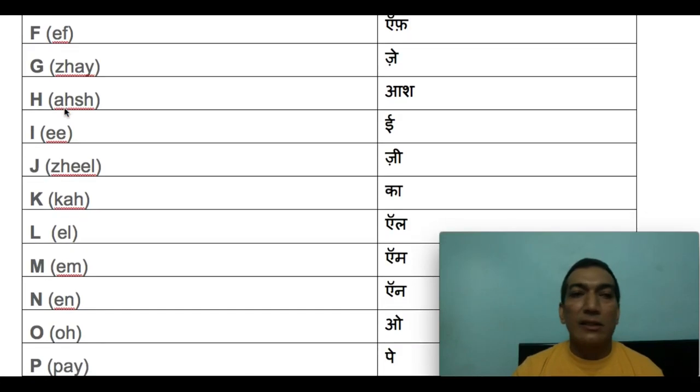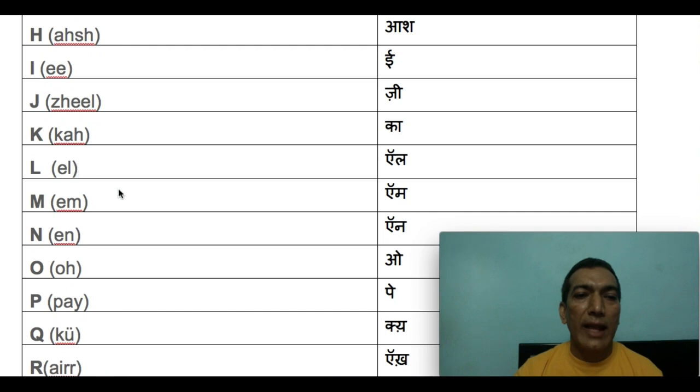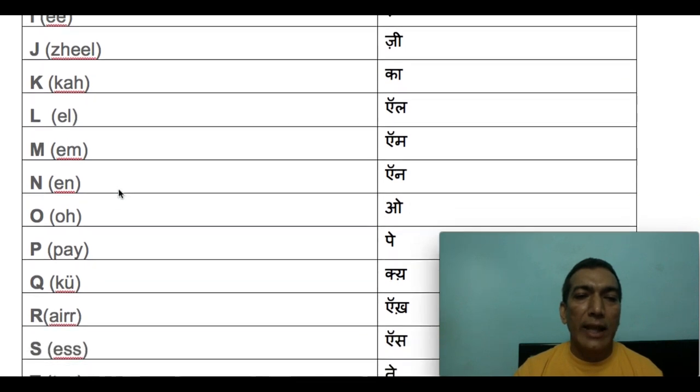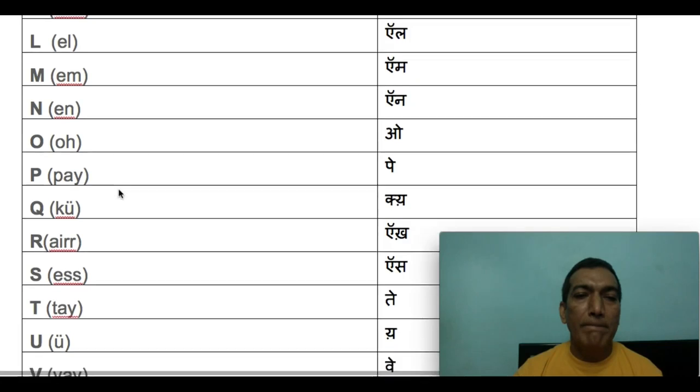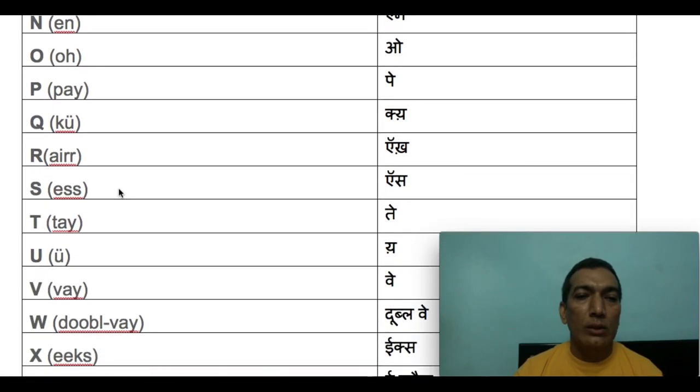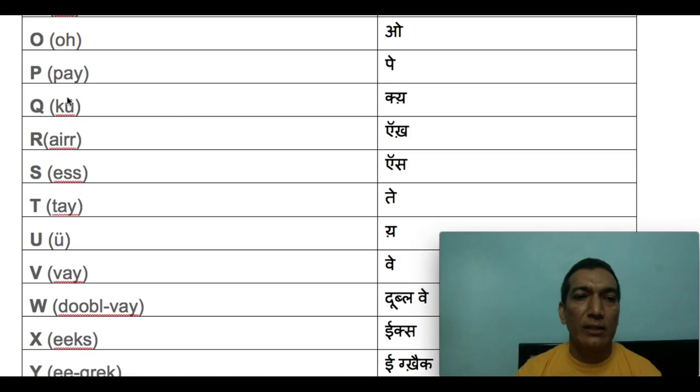The next letter is ash. E, K, L, M, N, O, P, Q. In fact, there are two letters which are very different than in English, Q and U. They are not pronounced Q and U, but Q and U. The exact pronunciation I will teach you just after in the table when we come to this sound. But as for now, Q and U.